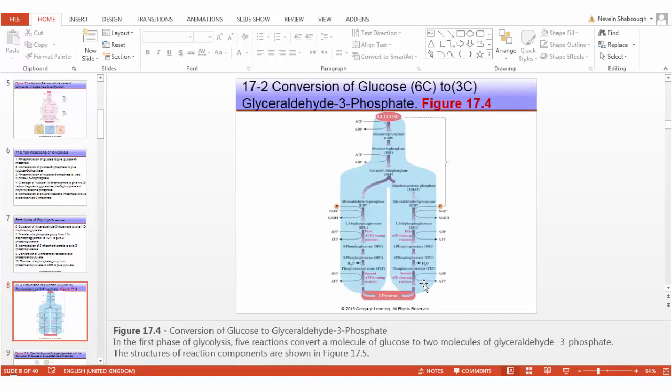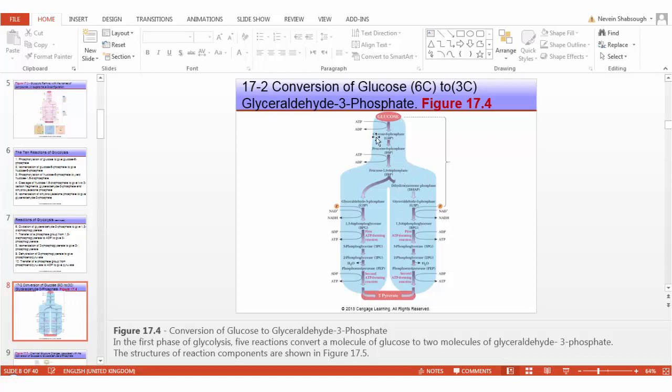Now again, this shows you the conversion of glucose to glyceraldehyde phosphate, with the names of the intermediates. Notice here, as I said, after this step we have 2 molecules of glyceraldehyde phosphate, and they go parallel to each other in the following reactions. Or you can follow one and multiply by 2 anything that is produced or anything that is consumed.